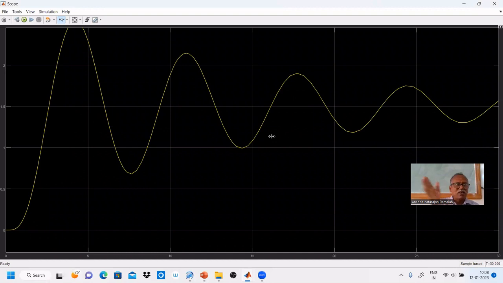So the pole is approaching the j omega axis. That's why the oscillation is increased. It is not yet settled; earlier it settled in 30 seconds, now it has not yet settled. So the pole is approaching the j omega axis, and that's why the oscillation is increasing.